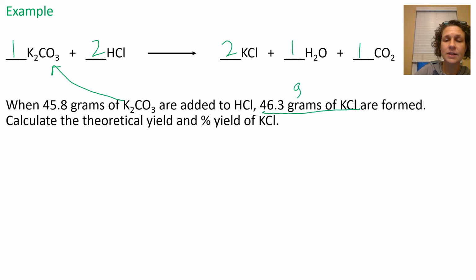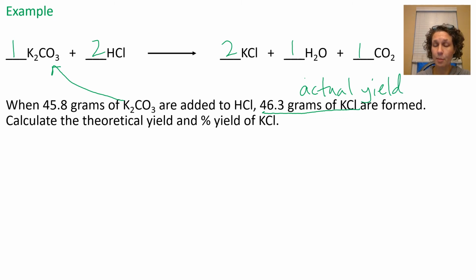This is your, let me put actual yield instead, so we're labeling it the same thing. So this is your actual yield, which means we'll come back to it when we do our percent. So there's our actual yield. That's what happened. They reacted it, they did everything, and then they weighed it to see what they got at the end. And they got 46.3 grams of KCl. All right, so then they want to know, calculate the theoretical yield and the percent yield of KCl.